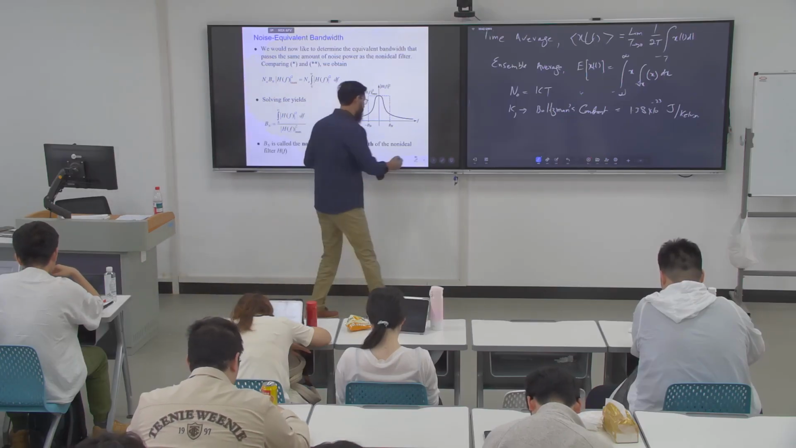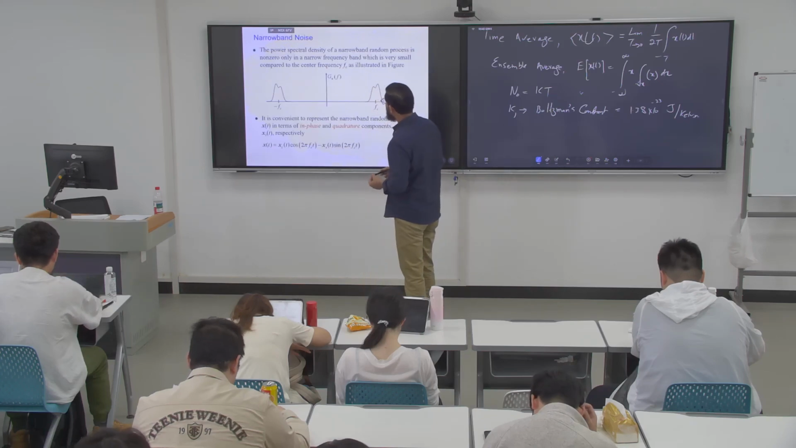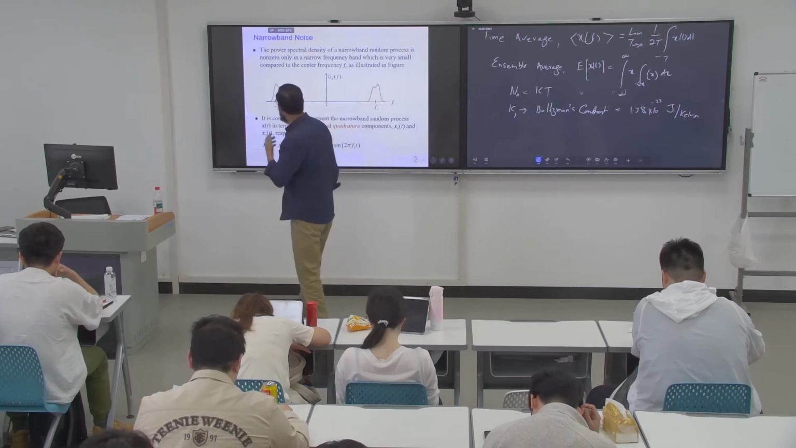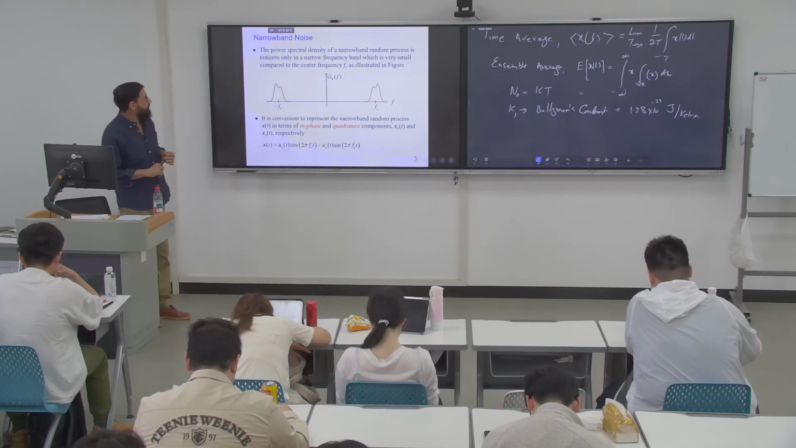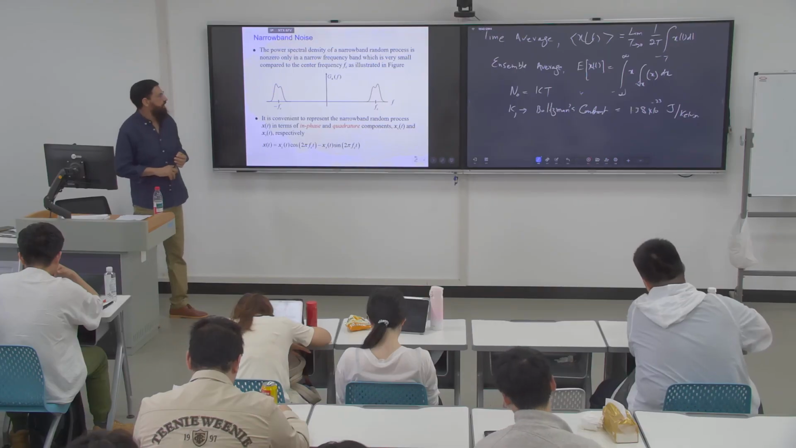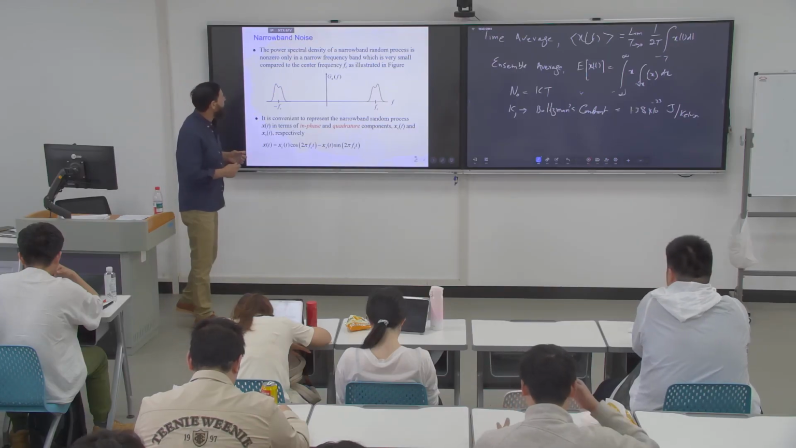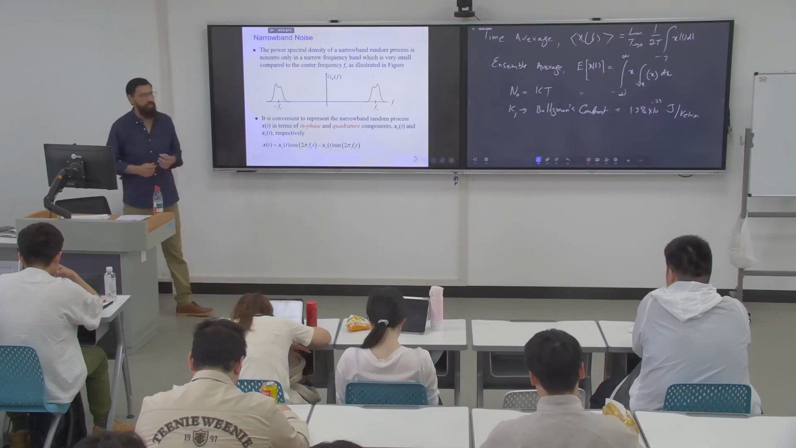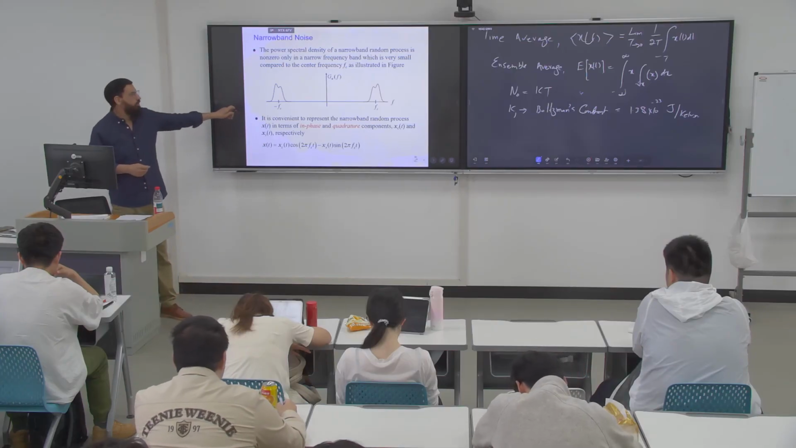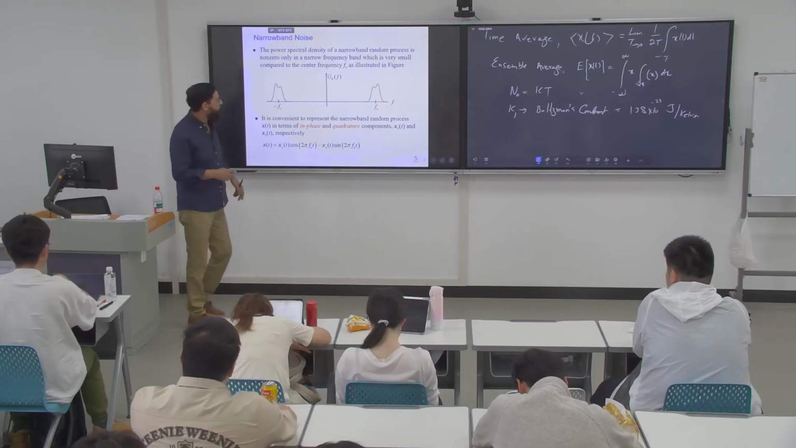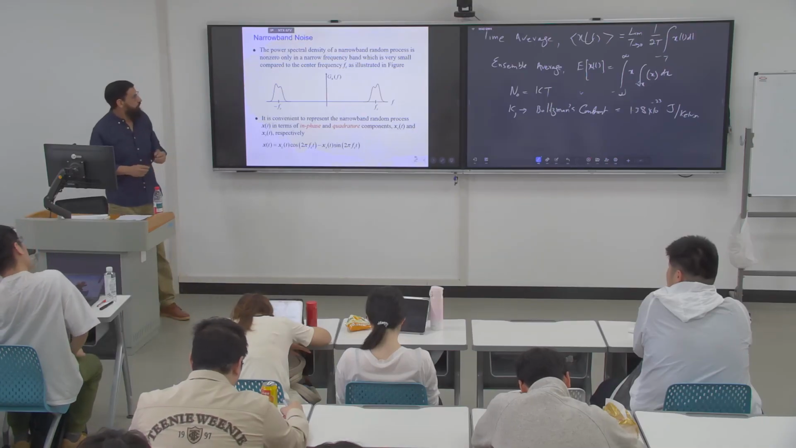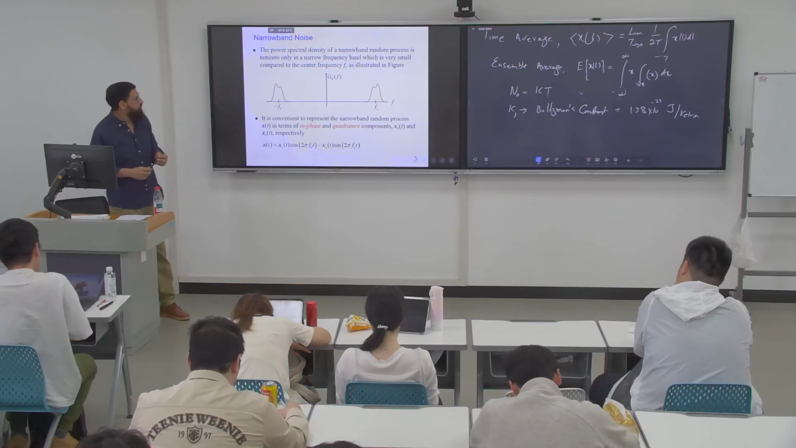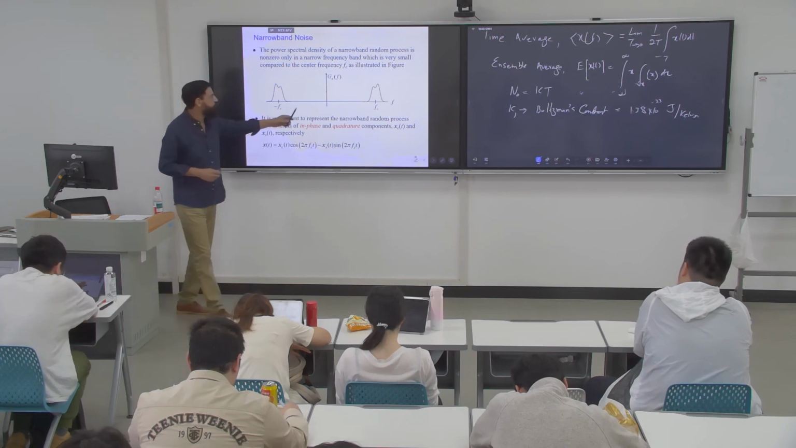Filter is of X. Now, narrowband noise: the power spectral density of a narrowband random process is non-zero only in a narrow frequency band, which is very small compared to the central frequency Fc, as shown in this figure. The power spectral density of a narrowband noise is non-zero only in a narrow frequency band, which is very small compared to the central frequency.